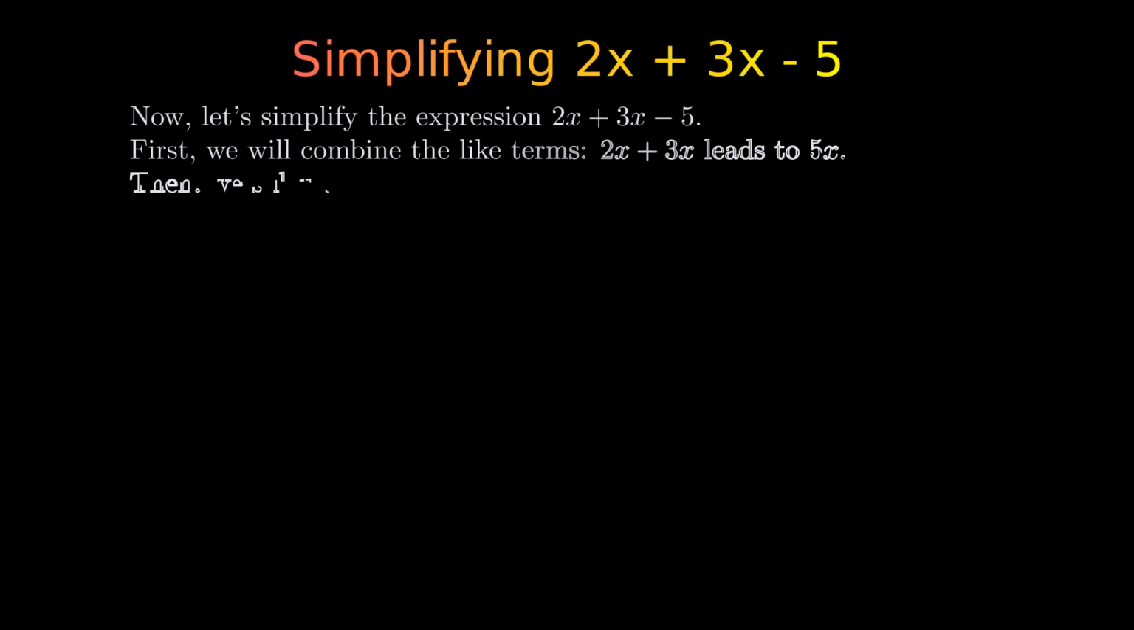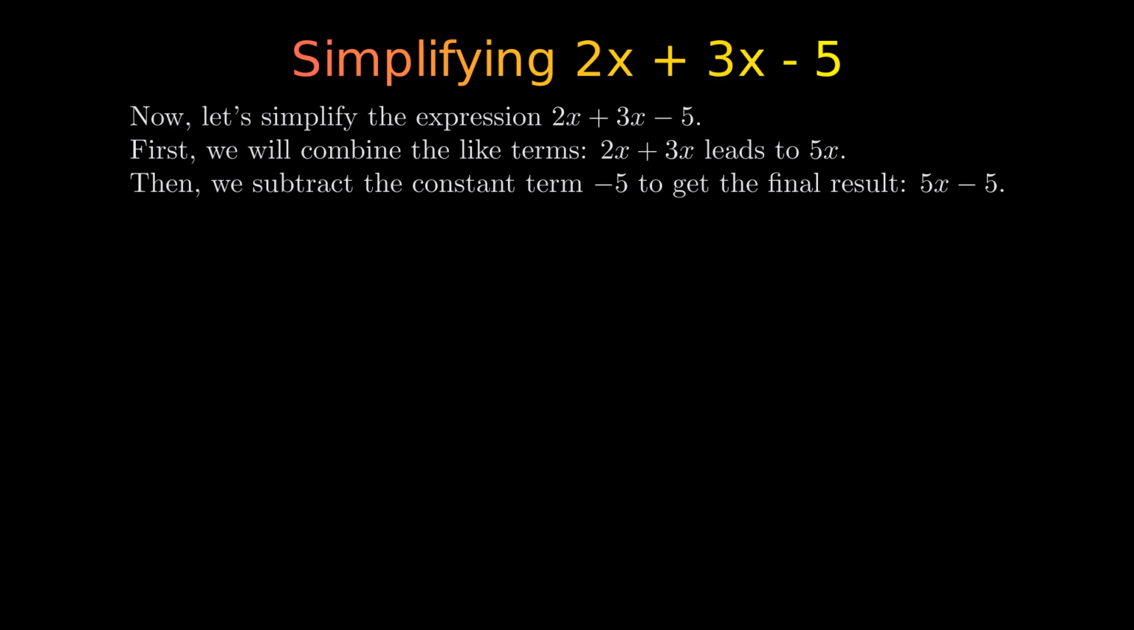Now let's simplify the expression 2x plus 3x minus 5. First, we will combine the like terms. 2x plus 3x leads to 5x. Then we subtract the constant term, minus 5, to get the final result, 5x minus 5.